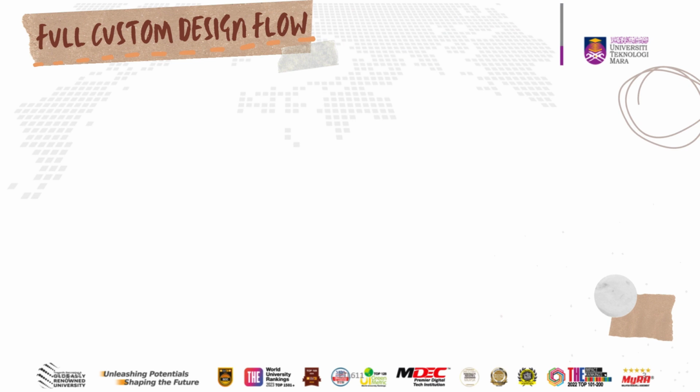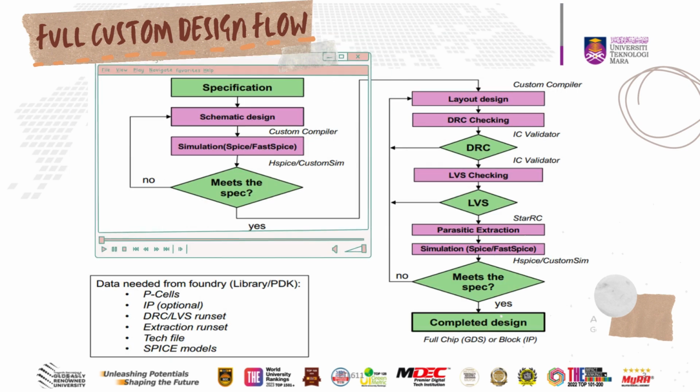Now, let's take a look at the full custom design flow. The figure on this page depicts a flowchart of the full custom IC design process. Let's go through each step in detail. The design process starts by defining the performance specifications, functional requirements, and design constraints for the target IC. Based on the specifications, the analog and digital circuits are designed at the transistor level. This includes the design of individual components like amplifiers, logic gates, memory blocks, etc.